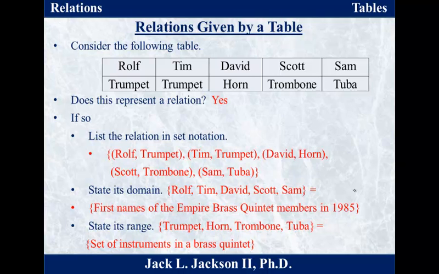Its range is trumpet, horn, trombone, and tuba, that set containing trumpet, horn, trombone, and tuba, which is a set of instruments in a brass quintet. Notice that there are 2 trumpets in a brass quintet, but trumpet is only listed once in the range because this is a set.